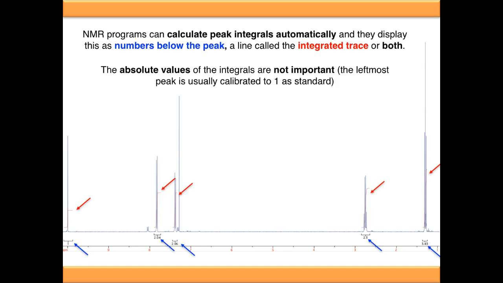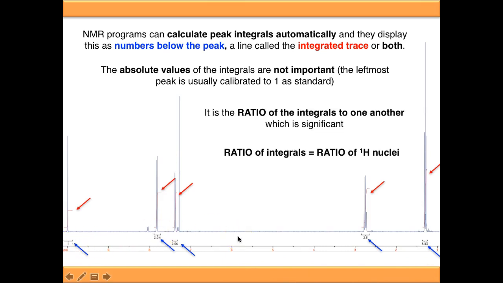Now, the absolute values of either the integrated trace or the numbers, because they're essentially the same data, are not important, and often the leftmost peak is calibrated to 1 as standard. So what this data is telling us is the ratio of the areas under the curves here. So it's telling us that this has a ratio of 1 to 2 to 2 to 2 to 3 across this spectrum. And the ratio of the integrals, the ratio of the area under the curves, is equal to the ratio of nuclei which created those signals.